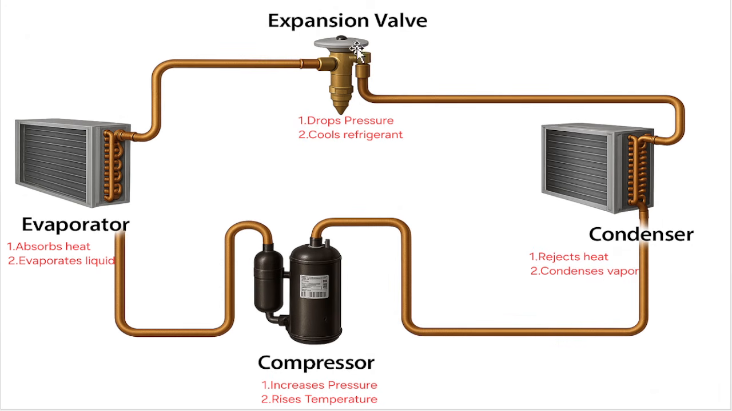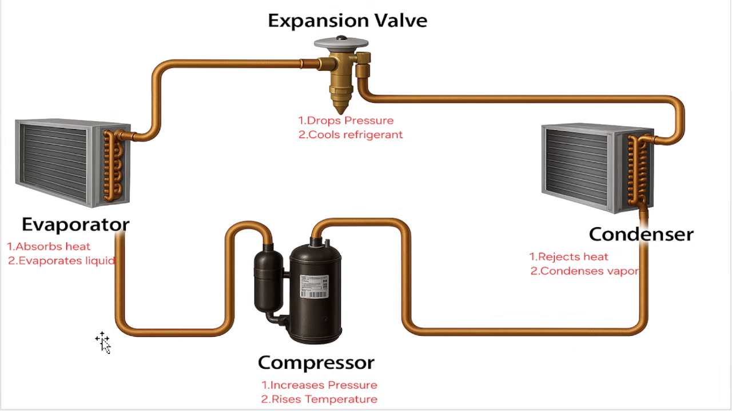And the expansion valve, this is kind of the brain of the ACs or fridges. It drops the pressure, and by doing that, it cools the refrigerant. And finally, we have the evaporator. The role of the evaporator is to absorb heat and to evaporate the liquid. I'll tell you later where the evaporator, condenser, compressor and expansion valve are located. Okay, let's look into where they are located just now before we go ahead.